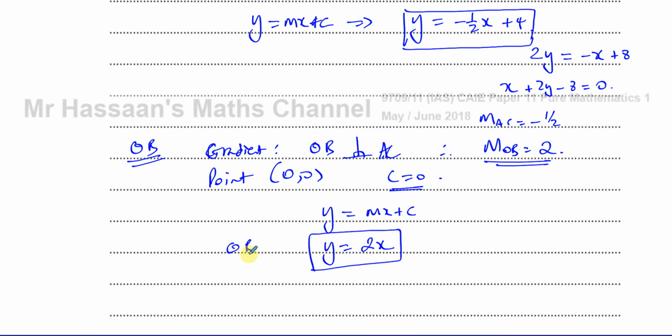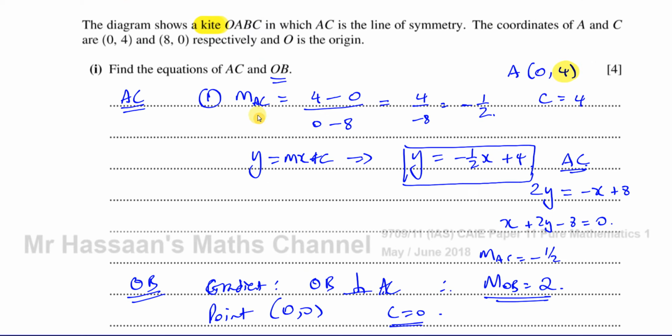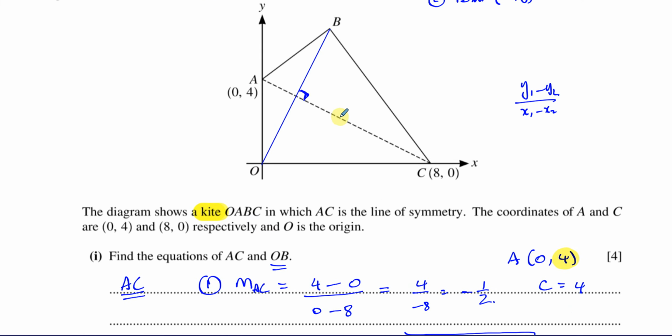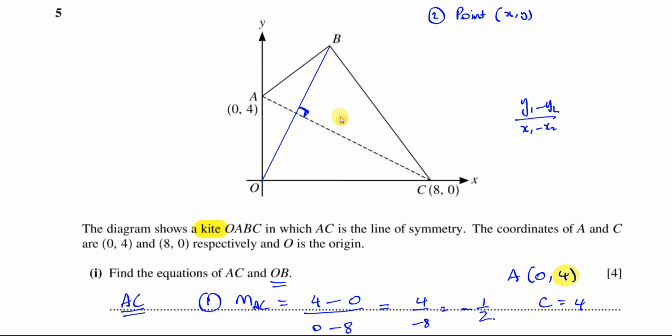So that's for OB, and this was AC. So there we have found the equation of the two lines. So there's part 1 done.